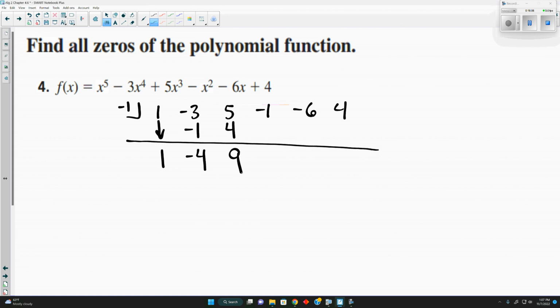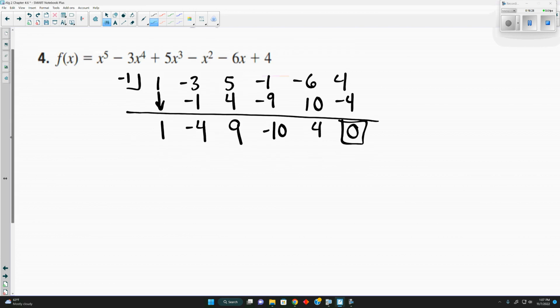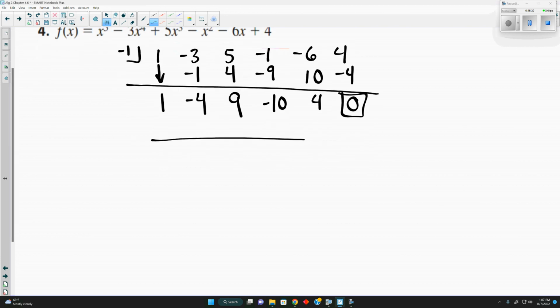9. -1 times 9 is -9. -1 plus -9 is -10. -1 times -10 is 10. -6 plus 10 is 4. And -1 times 4 is -4. And 4 plus -4 is 0.